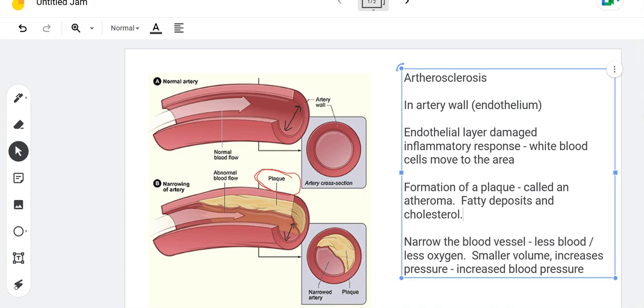Okay, so that's it really. That's atherosclerosis. Don't get mixed up and then start talking about a blood clot attaching itself onto the wall. That happens later, and we'll get to that in a later spec point.